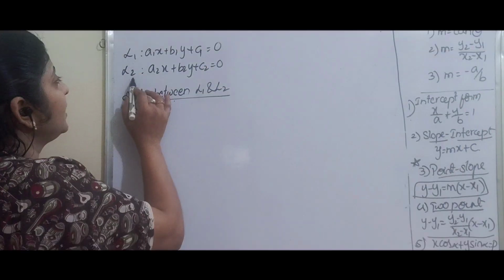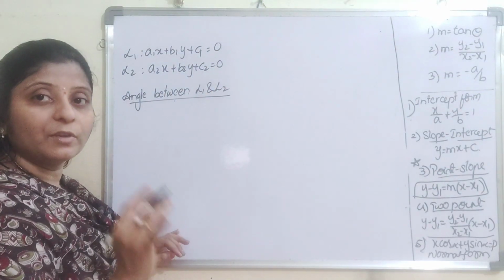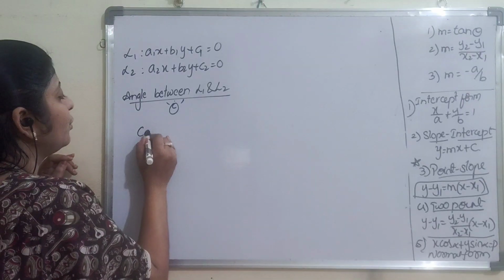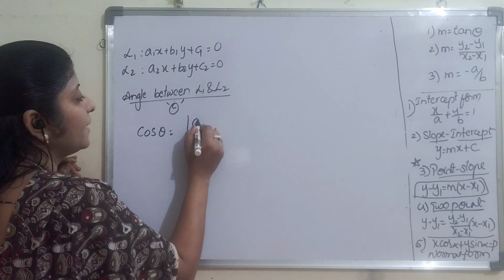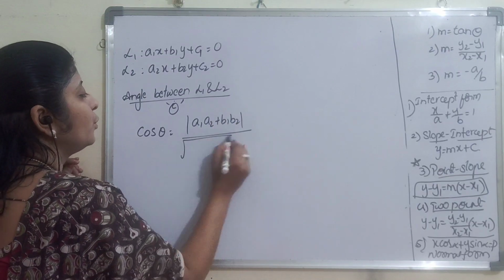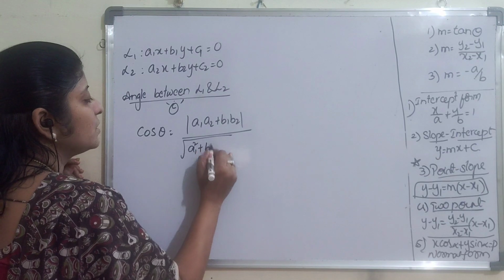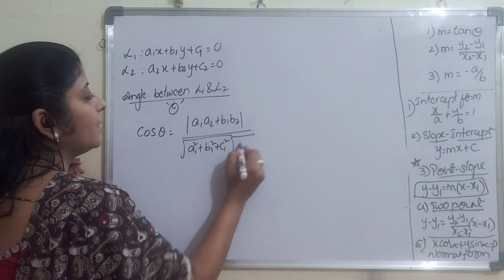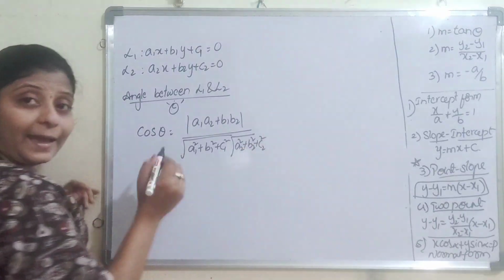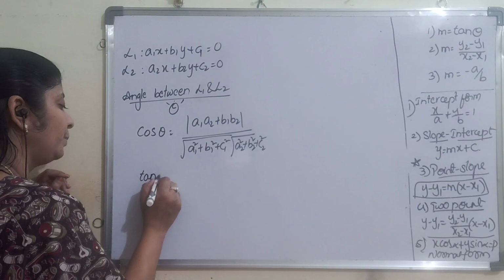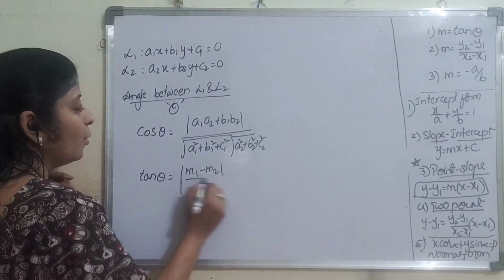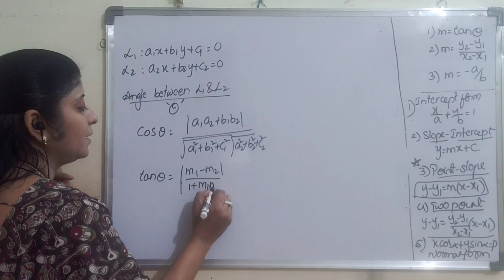If two lines L1, L2 are in the general form, and theta is the angle between these two lines, then we will have cos theta equal to modulus of A1 A2 plus B1 B2 by under root A1 square plus B1 square plus C1 square, under root A2 square plus B2 square plus C2 square. And also we know the tan theta form, which we already learned: M1 minus M2 by 1 plus M1 M2.